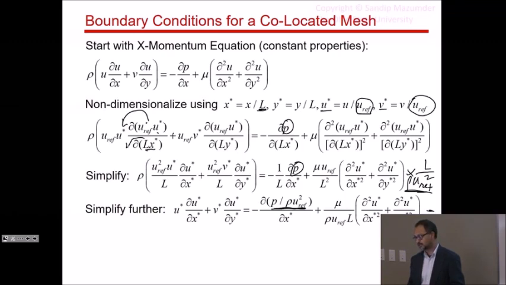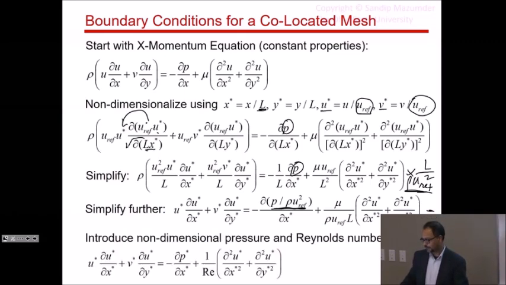Essentially, the pressure has been divided through by the so-called dynamic pressure. So we get this final form, and this, of course, is the inverse of the Reynolds number. You know already that the Reynolds number is rho u L over mu. So this is your Reynolds number right there showing up. This is the non-dimensional form of the Navier-Stokes equation, the x momentum.